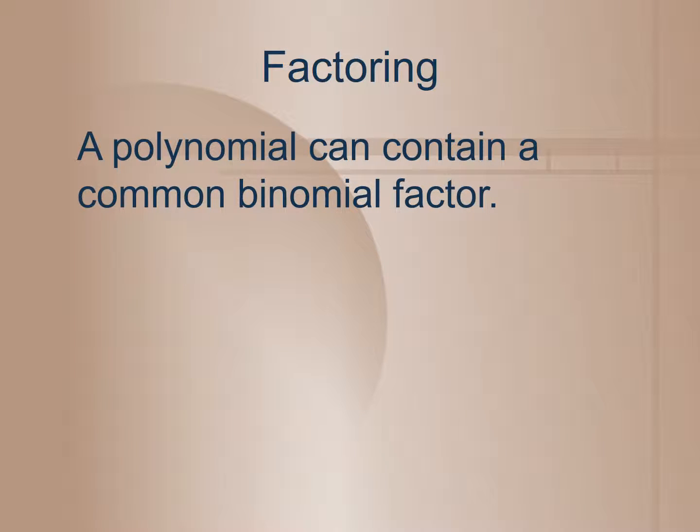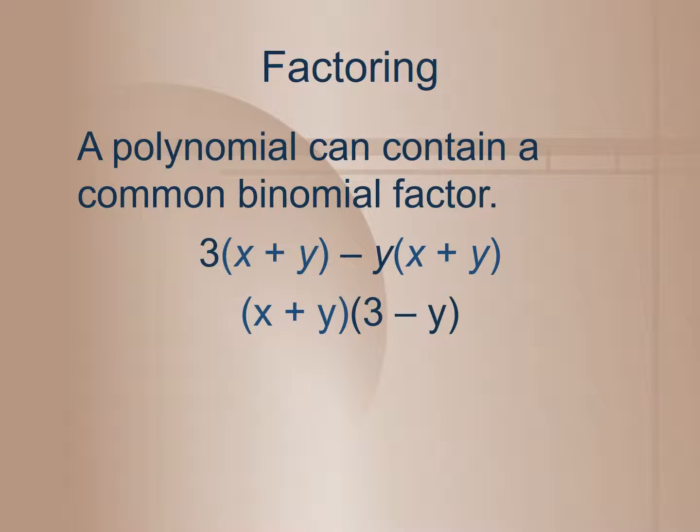So a polynomial can also contain a common binomial factor. So we've been factoring out monomial factors, but we can also factor out a binomial factor if every single term has one. So for example, if we have 3 parentheses x plus y minus y parentheses x plus y, there are 2 terms here. This is our first term, and this is our second term. So notice that both terms have an x plus y. So we can factor out that x plus y, and when we do, we're left with 3 minus y.